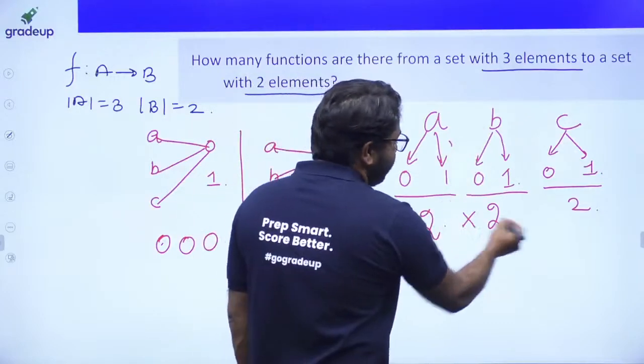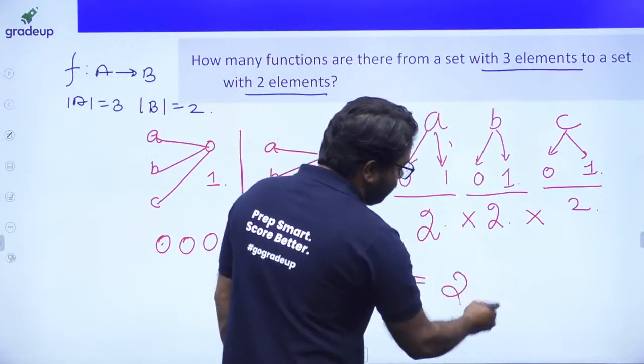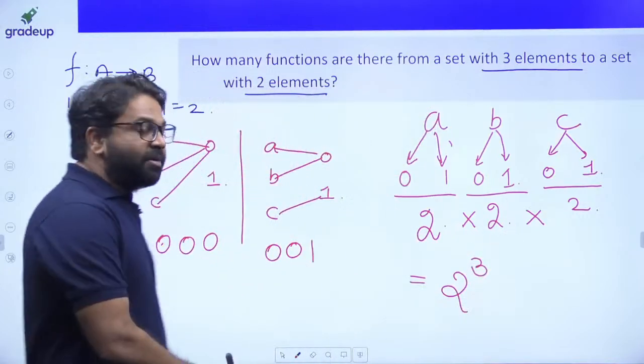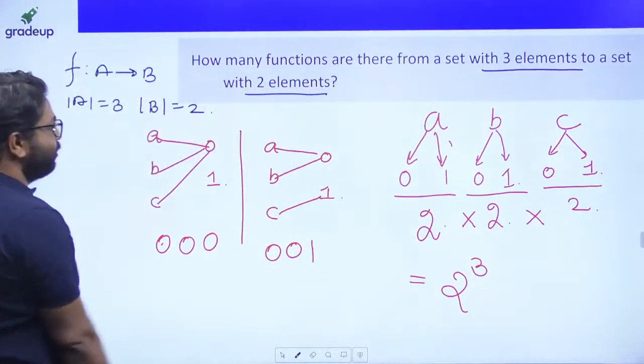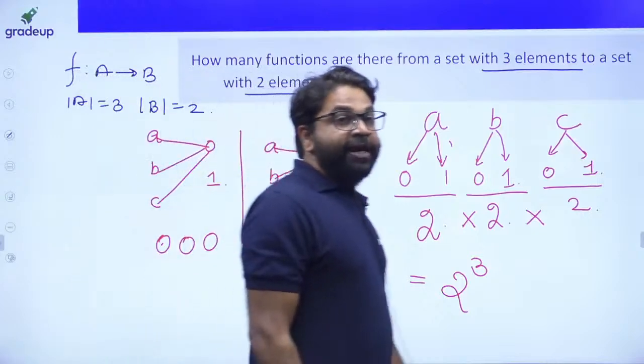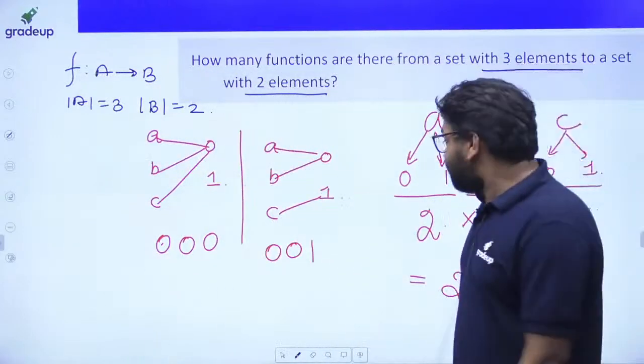So that is why 2 into 2 into 2, and then you will be getting 2 raised to 3. This is the total number of functions that you will be getting over here. When do we multiply? When all the things are happening simultaneously.